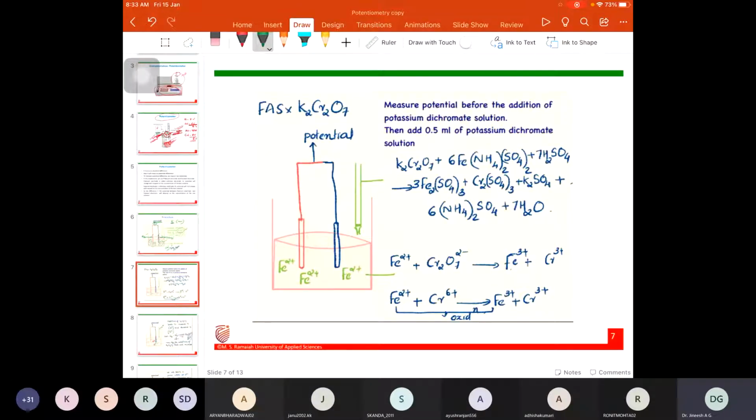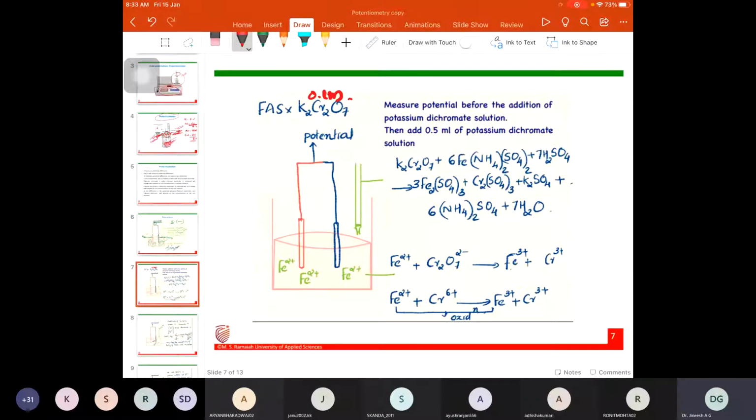Next step, we have to take a burette. Inside that burette, we have to take 0.1 molar potassium dichromate solution. 0.1 molar potassium dichromate solution. So potassium dichromate solution concentration is known to us. Clear? Yes, sir. Potassium dichromate solution we are going to add. We have not added yet.